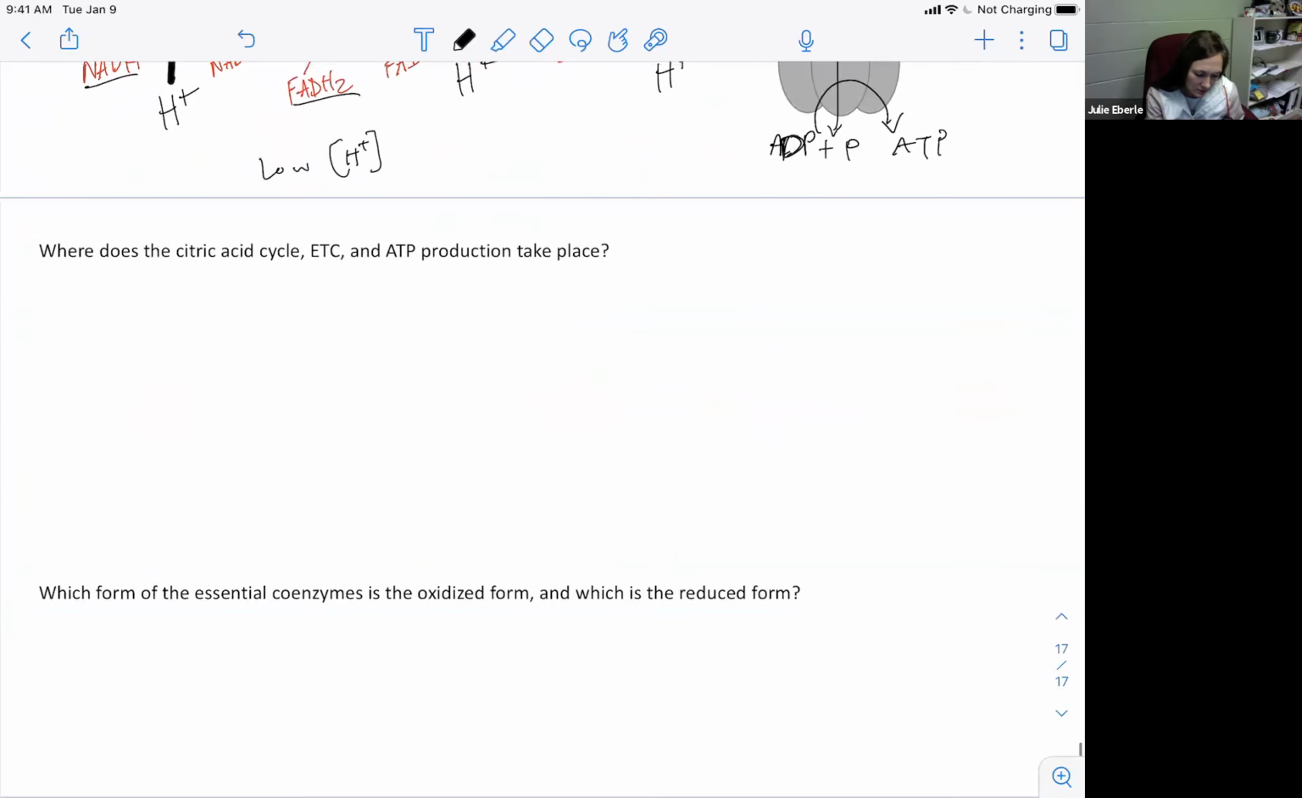Last two questions here. Where do these take place? Where in the body? Where does the citric acid cycle, electron transport, ATP production, where does this happen? Is it in the mitochondrial matrix? Yes.